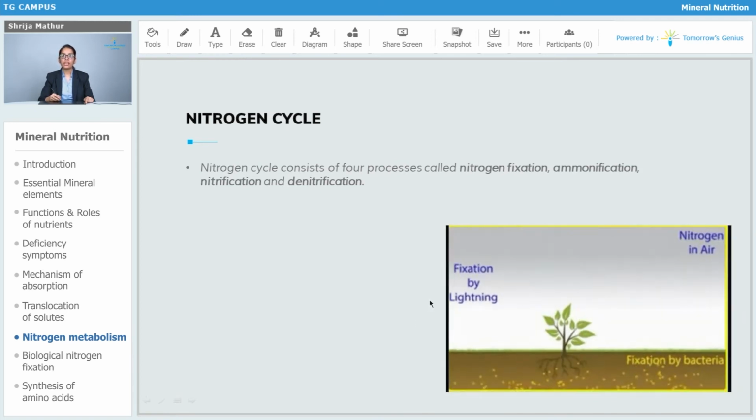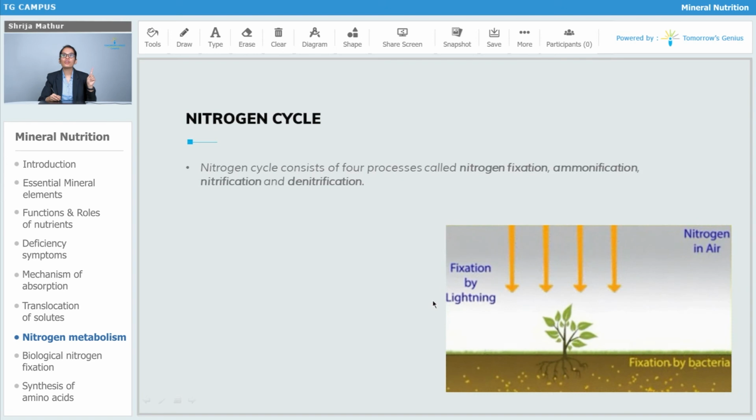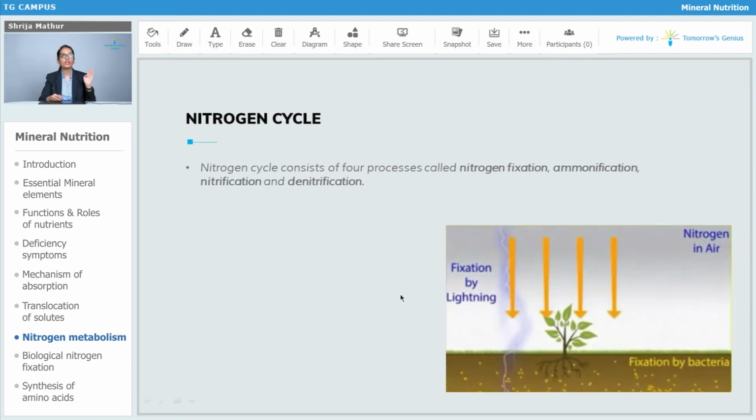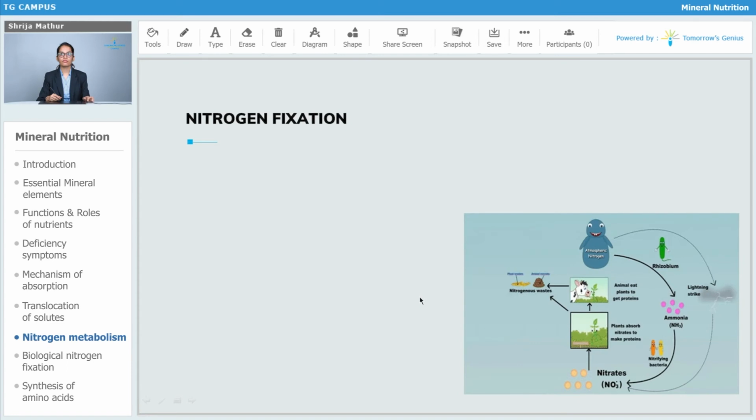The nitrogen cycle consists of four processes. What are those? First is nitrogen fixation, second is ammonification, third is nitrification and fourth is denitrification. So let's have a look at each one of them in detail. Now let's look at the first process, that is nitrogen fixation.